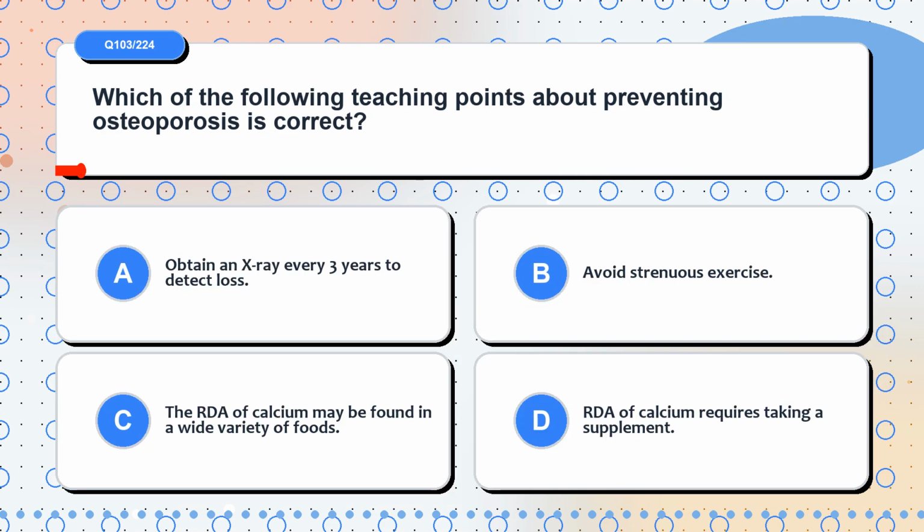Question 103. Which of the following teaching points about preventing osteoporosis is correct? Here are the options. Option A, obtain an X-ray every 3 years to detect loss. Option B, avoid strenuous exercise. Option C, the RDA of calcium may be found in a wide variety of foods. Option D, RDA of calcium requires taking a supplement.